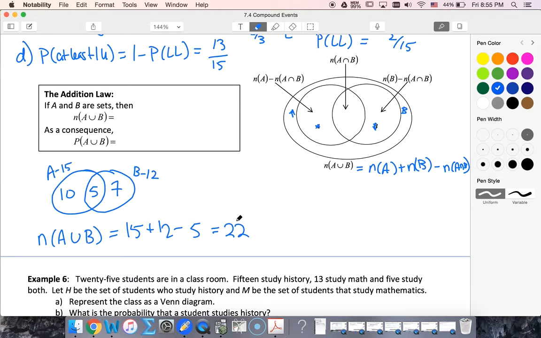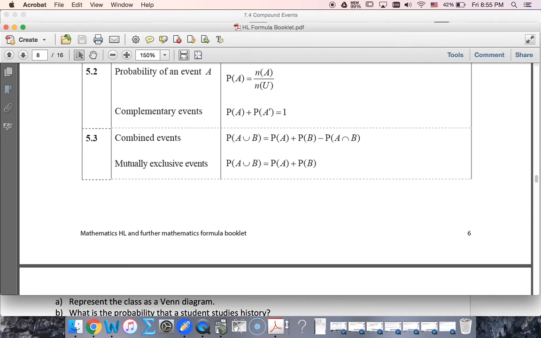Well, if instead of filling my diagram in with numbers I filled it with probabilities, the same thing would be true. The probability of A or B is the probability of A plus the probability of B minus the probability of A intersect B. Notice you can see this in your formula booklet. This is what they call combined events.